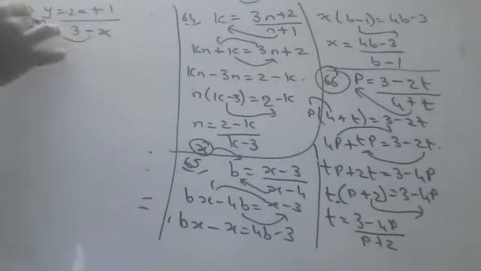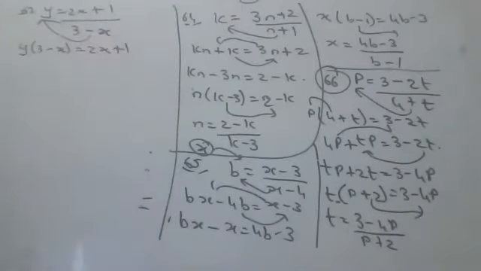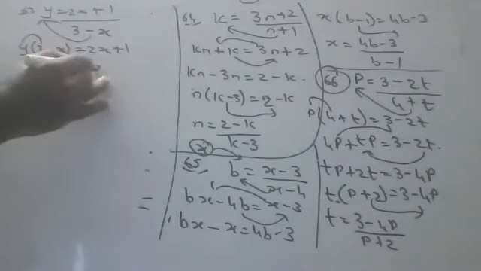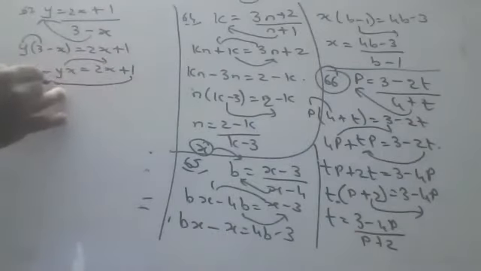Bring the denominator, y, into 3 minus x. So 3 minus x is equal to 2x plus 1. Then 3y minus xy is equal to 2x plus 1. Bring all the x's onto one side.